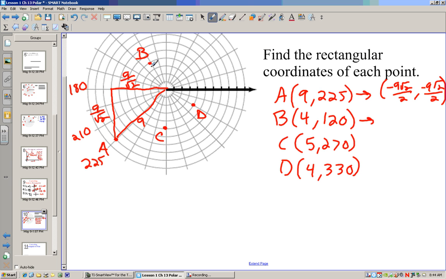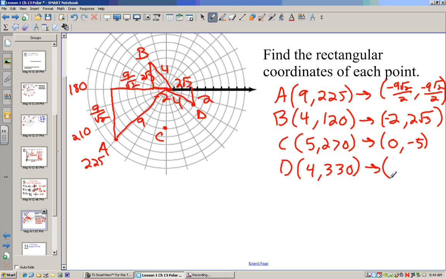For 120, now it's a 30, 60, 90. So I'm going 2 to the left and 2 root 3 up. So 2 to the left, 2 root 3 up. 5, 270 is just the point 0, negative 5. And 4, 330 is another 30, 60, 90. If this is 4, it's 2 root 3 and then down 2. So it's 2 root 3 down 2.